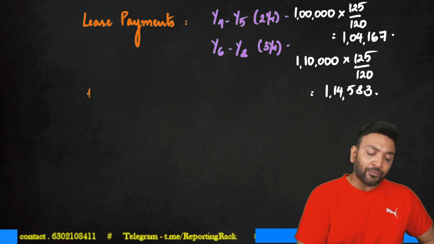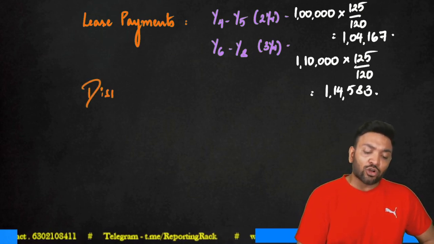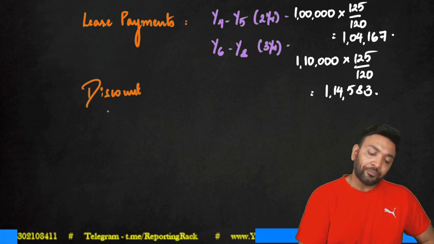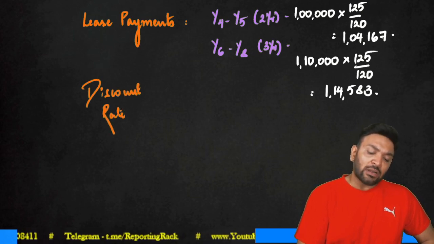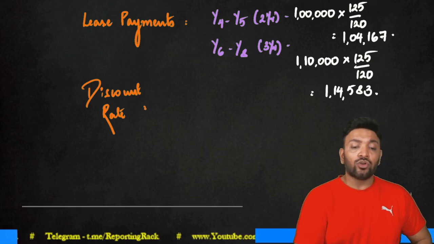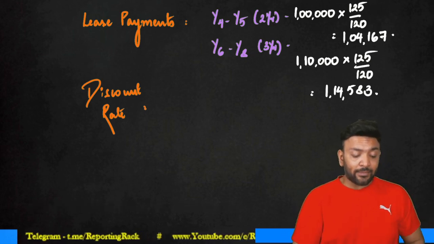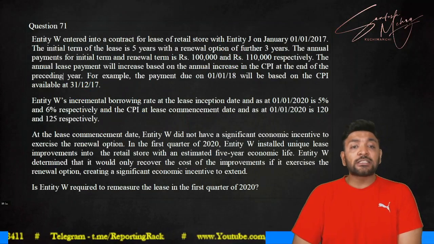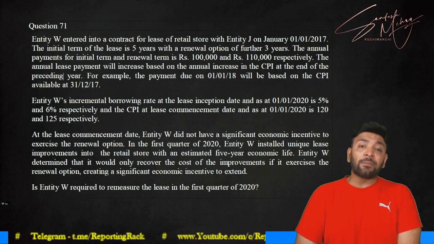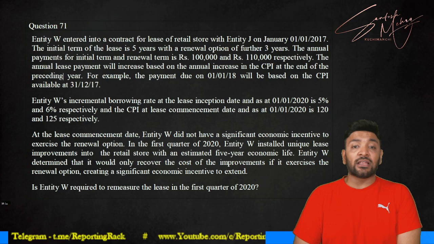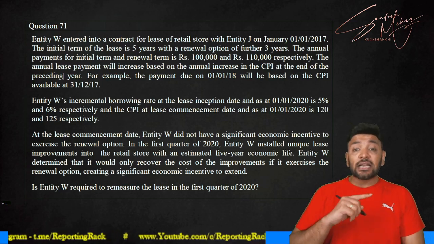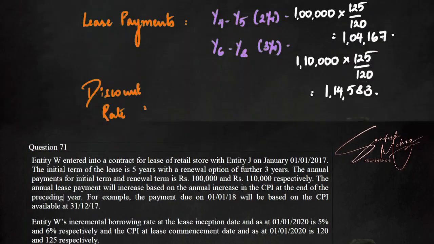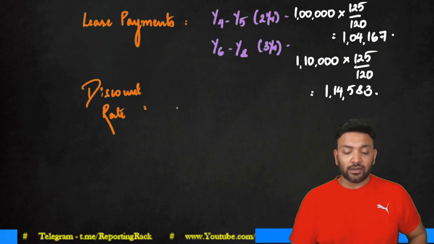On that day, the discount rate also got revised. My discount rate to be considered right now should be, look at your question again. On 1st January 2020, the incremental borrowing rate, which was 5% on the date of inception, should be considered at 6%. Consider 6% as discounted.